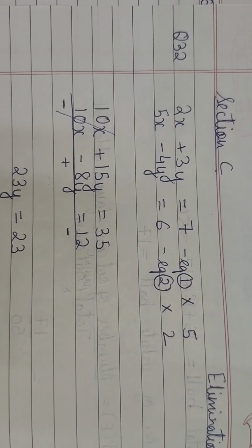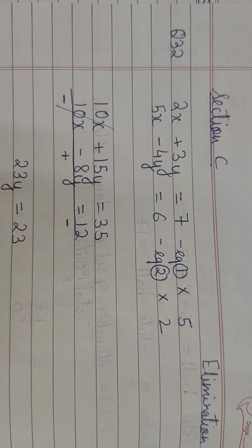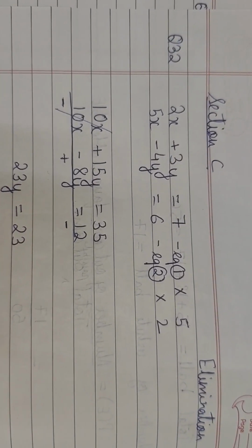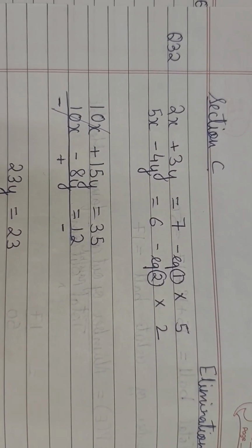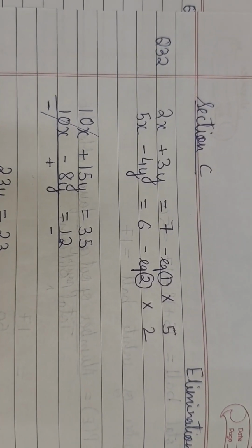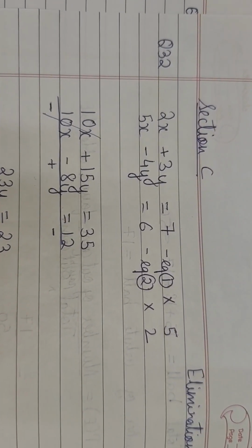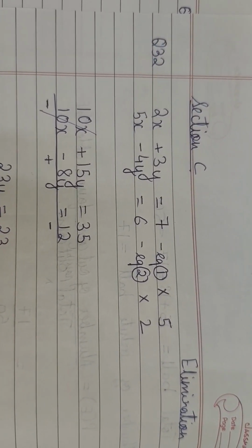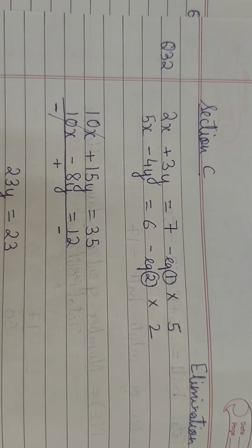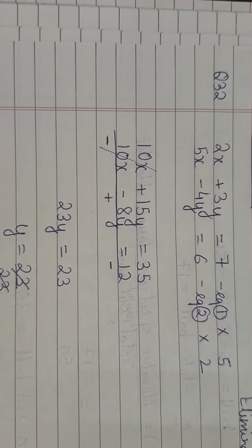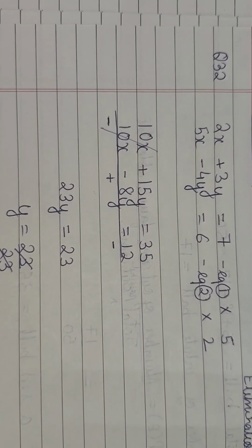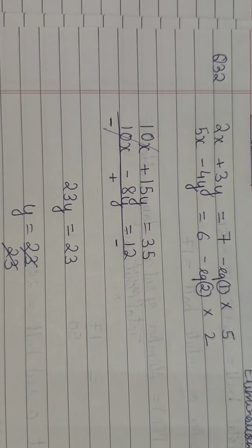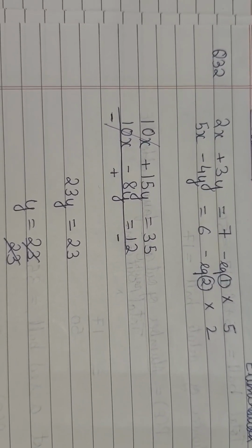So first equation will be 2x plus 3y is equal to 7, and second equation 5x minus 4y is equal to 6. Coefficient of x will be 5 or 2, so I have to multiply 2 with the second equation, and the coefficient of the second equation will be 5, so I have to multiply 5 with the first equation. After multiplying I will get 10x plus 15y is equal to 35, and then down I will get 10x minus 8y is equal to 12.